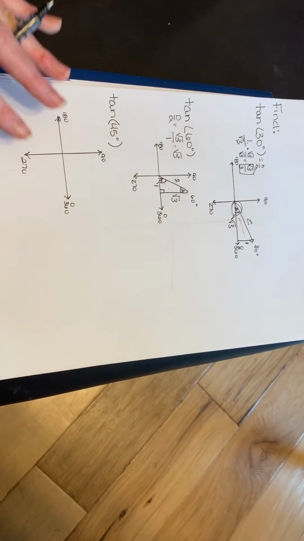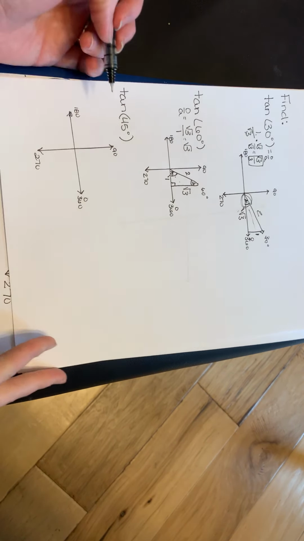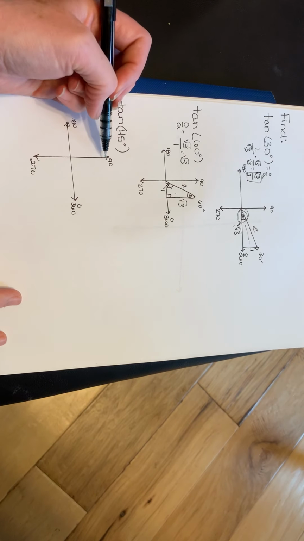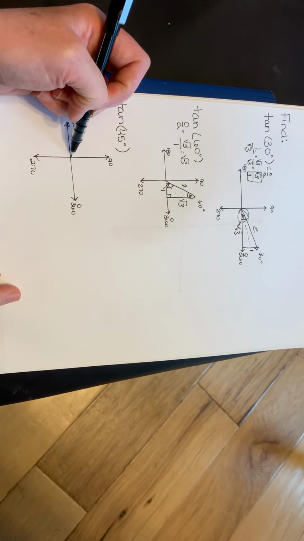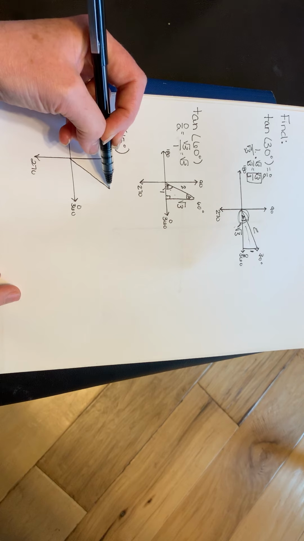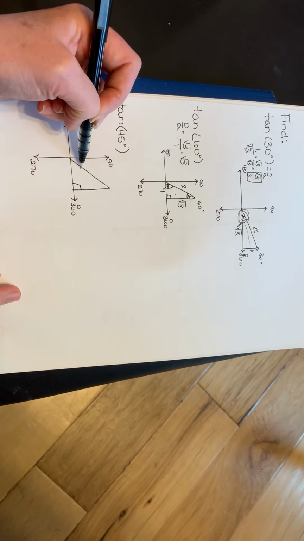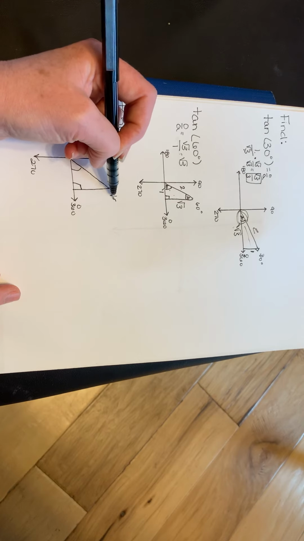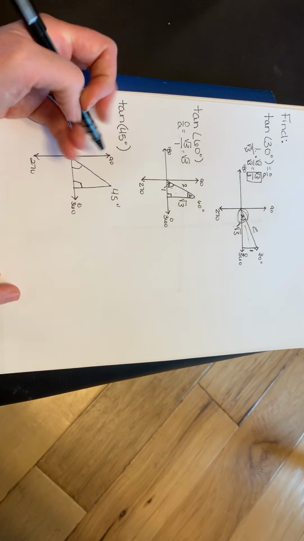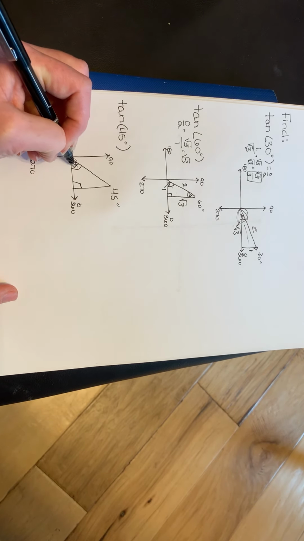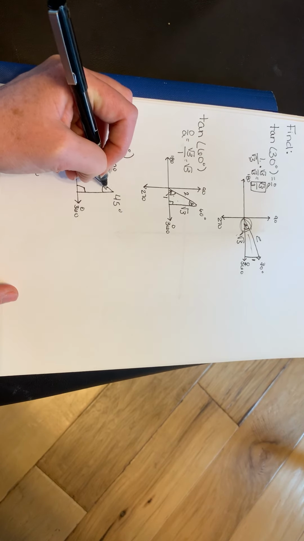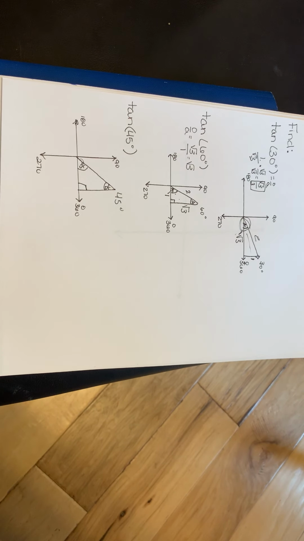Next one we have is 45 degrees, and that's halfway between 0 and 90, so that's going to cut right through the center. Draw your triangle, right angle, so 45. So 0 to 45, well, that's my reference angle of 45. That means this is a 45, 45, 90 triangle.